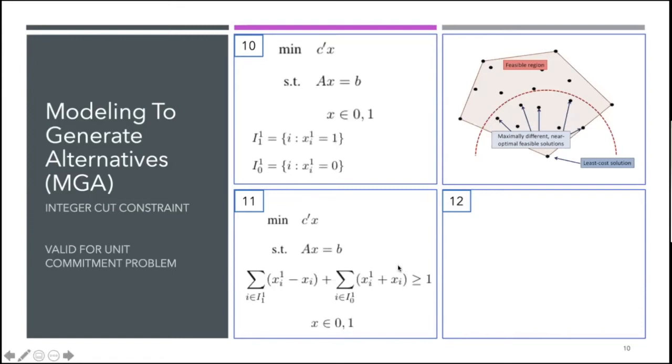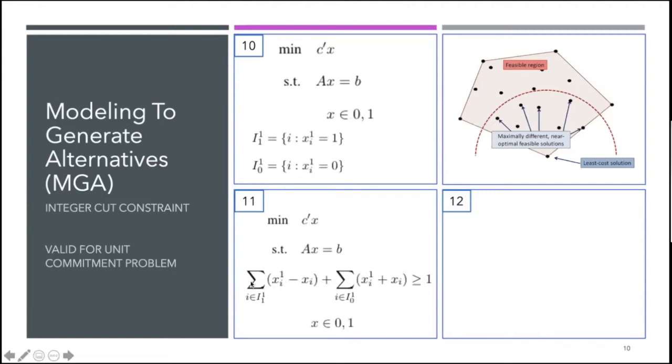Or we want at least one xi that previously took a value 0 that should now take value 1. So we are trying to exclude the solution that we had before. So this constraint makes the previously obtained solution infeasible. Does that make sense?